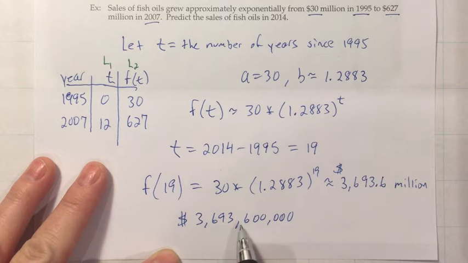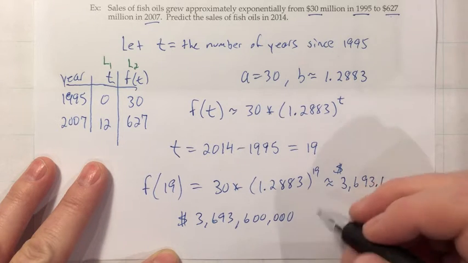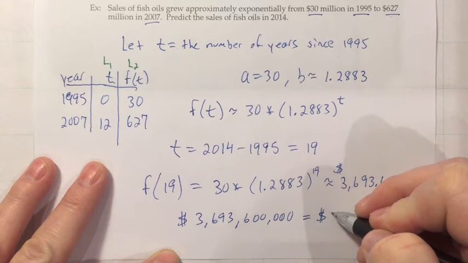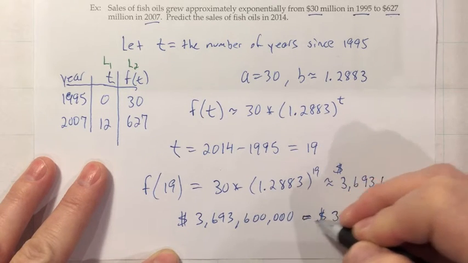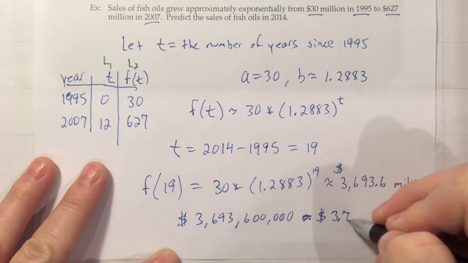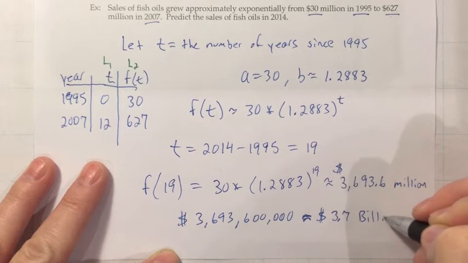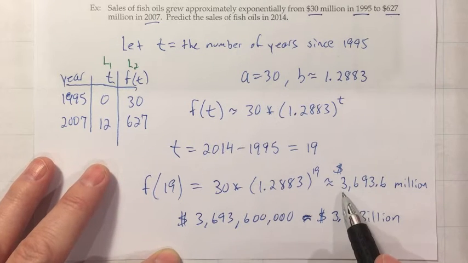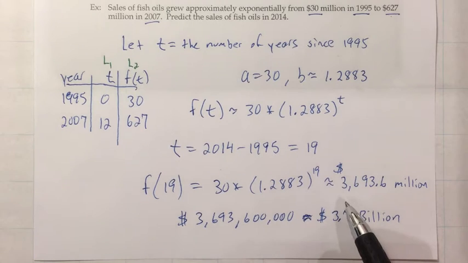We have 3,693 million. When we write it that way, we can also see that this is 3,693,000,000. So we could also write that it's approximately $3.7 billion. So we have some choices in how we could write it. This one to me is the most awkward one, where you're talking about how many millions and yet you're really in the billions. So that's a little strange.